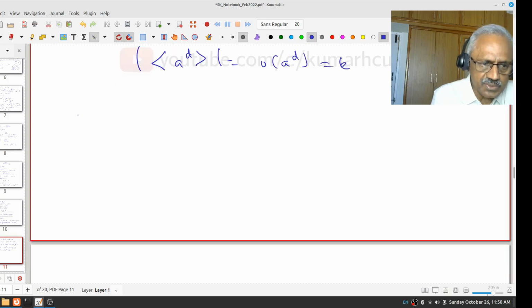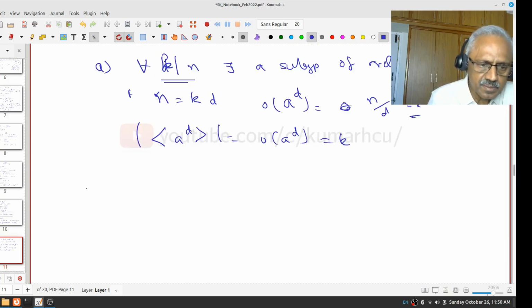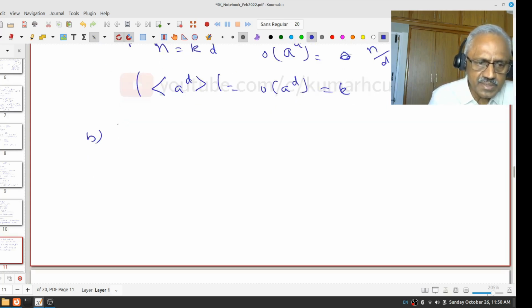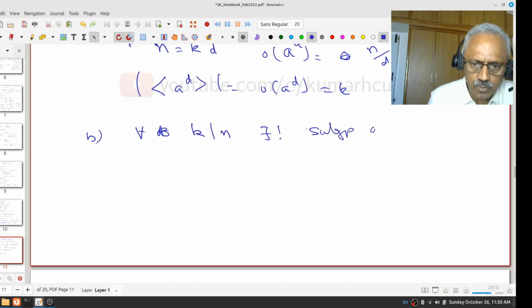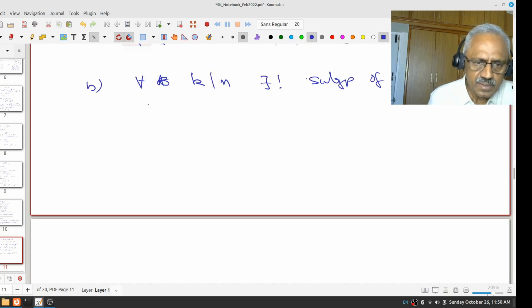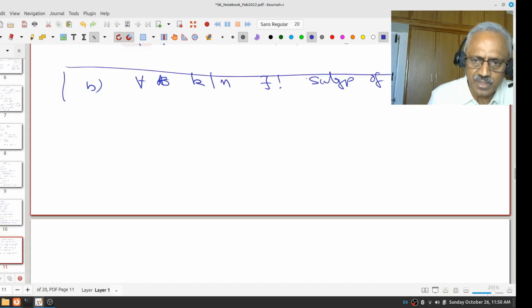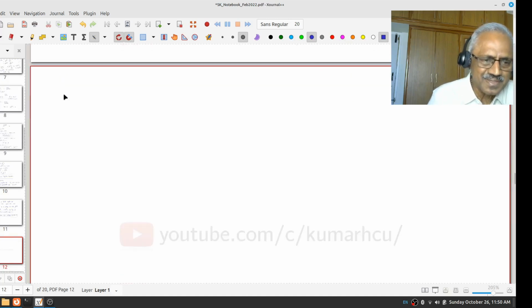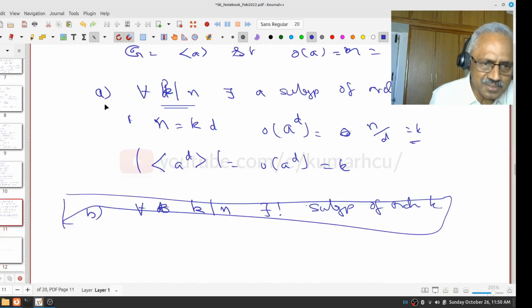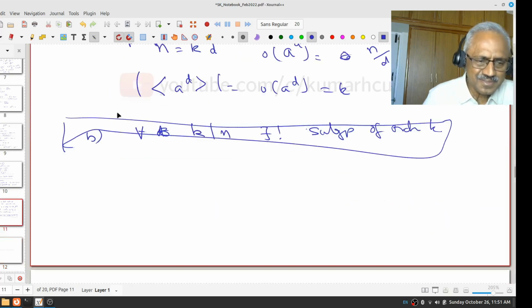The next thing we want to show is something interesting. B, for every divisor, say k of n, there exists a unique subgroup of order k, right? Yeah. Before that, yeah, there is one, the most important thing I forgot. Okay, let me come to that. The first result, I would say, forget this, call this as B. Okay, there is the first result which I forgot.